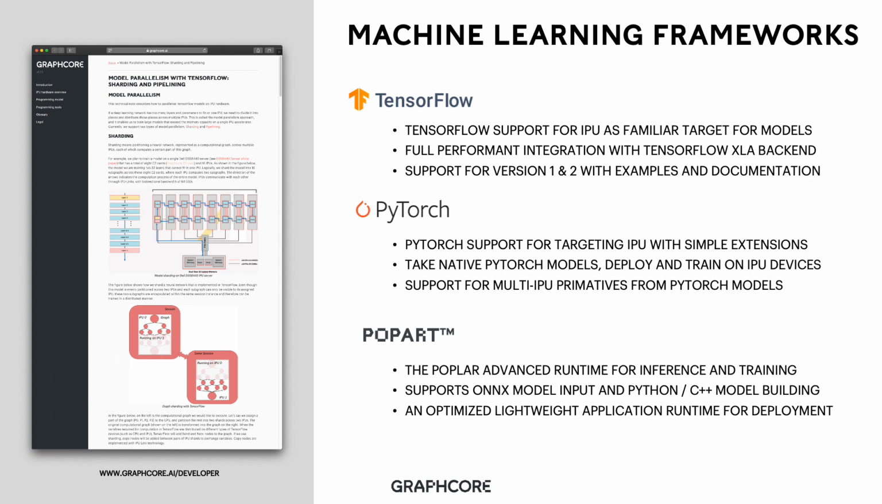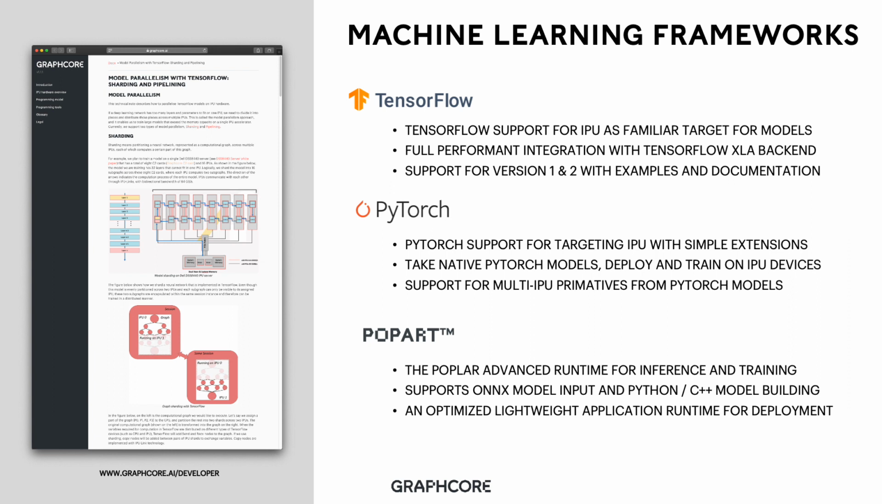We have a fully performant integration with TensorFlow XLA, enabling an optimizing compiled backend for TensorFlow to target IPU directly via POPLAR. We support version 1 and 2 with examples and documentation. On our GitHub page, you can see examples of using TensorFlow for IPU today. With PyTorch, we enable native support for IPU with very simple extensions to allow us to use our MULTI-IPU constructs. This takes native PyTorch models and allows them to deploy and train on IPU devices. As mentioned, support for our multi-IPU primitives from PyTorch models is built into the core platform.